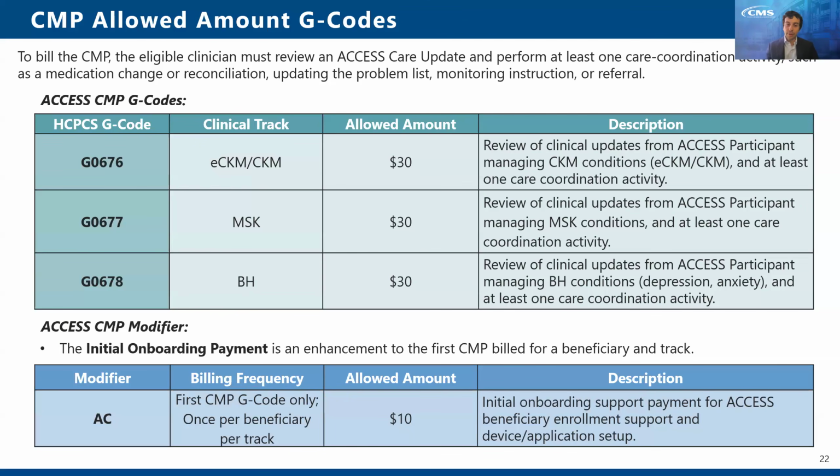As mentioned, to bill the CMP, the eligible clinician must review an ACCESS care update and complete at least one related care coordination activity, including adjusting or reconciling medications, updating the problem list, establishing, modifying, or monitoring follow-up instructions, coordinating care among clinicians involved in that beneficiary's care, communicating with the ACCESS healthcare provider, documenting clinical agreement or disagreement with ACCESS recommendations, or a referral.